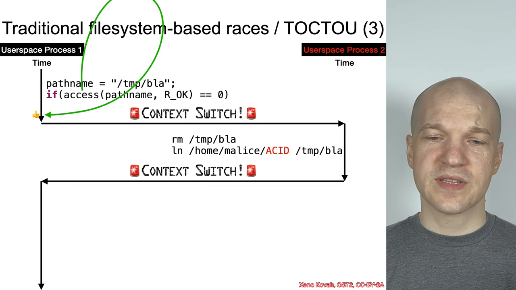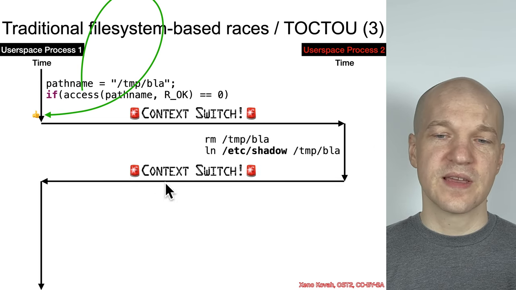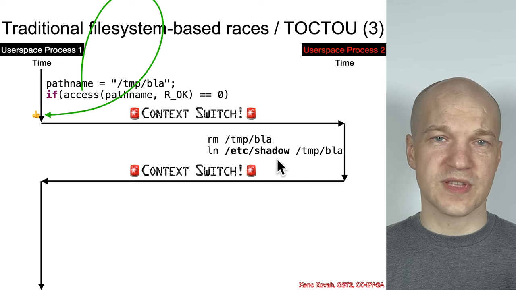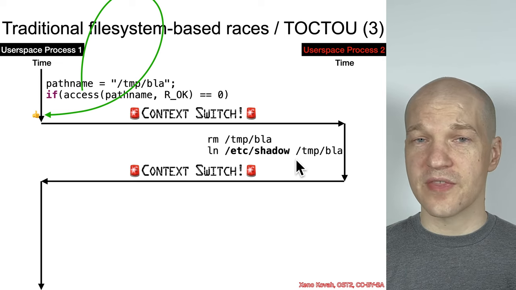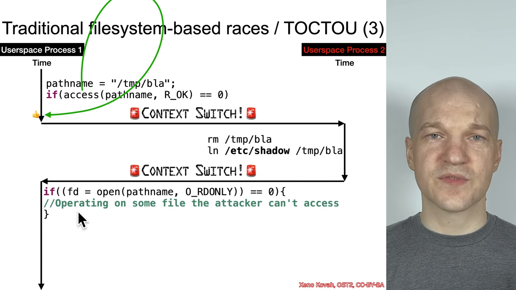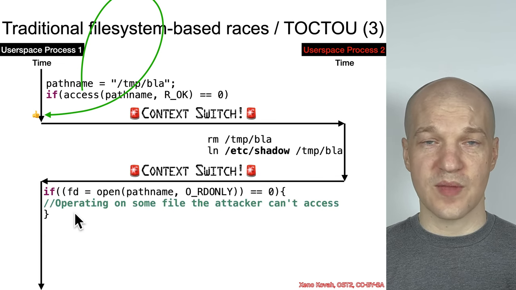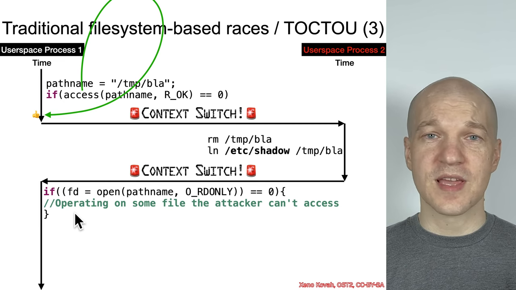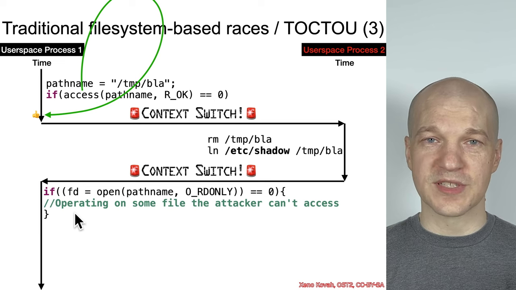Alternatively, the attacker might take /tmp/blah and link it to /etc/shadow, which is a file they themselves may not have permission to open, but then they've tricked this first process into opening it and operating on it, and who knows, maybe they somehow get the process to be tricked into changing a password or something like that.